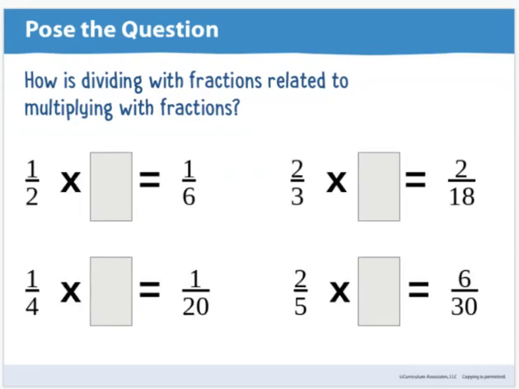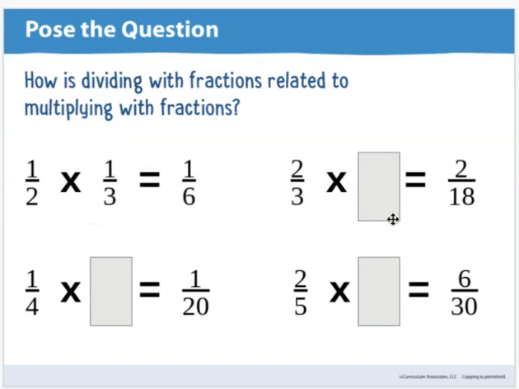So taking a look down here, you can see that all of these problems give you one factor and the product, but you are missing the other factor. So I want you to think about how can you use this information to figure out this missing piece. 1/2 times what fraction would give you 1/6? So you want to think about 1 times what gives you another numerator of 1, and 2 times what gives you a denominator of 6. Were you thinking 1/3? Again, because 1 times 1 is 1 and 2 times 3 is 6.